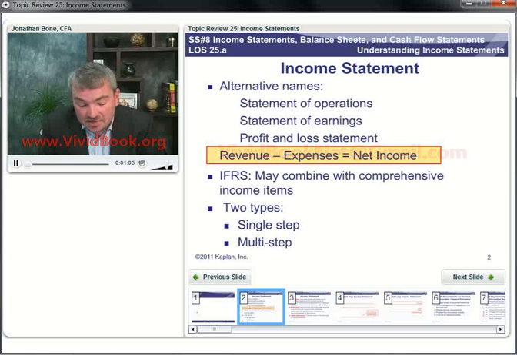A single step income statement. In this, essentially all of the revenues are shown separately and all of the expenses shown separately. So we group all of the revenues and all of the expenses. Compared to a multi-step income statement where we're likely to see gross profit separately, and we're going to have a look at a multi-step in just a second.